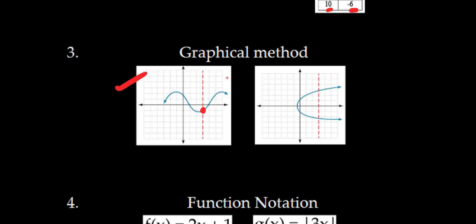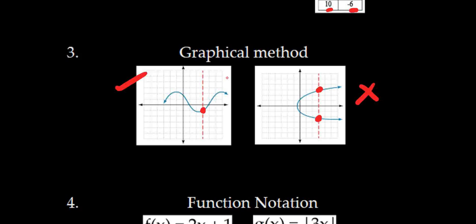But if the vertical line cuts through the graph at two different points, or more than one point, as you can see, this vertical line cuts through this graph at two different points. Therefore, this relation is not a function.